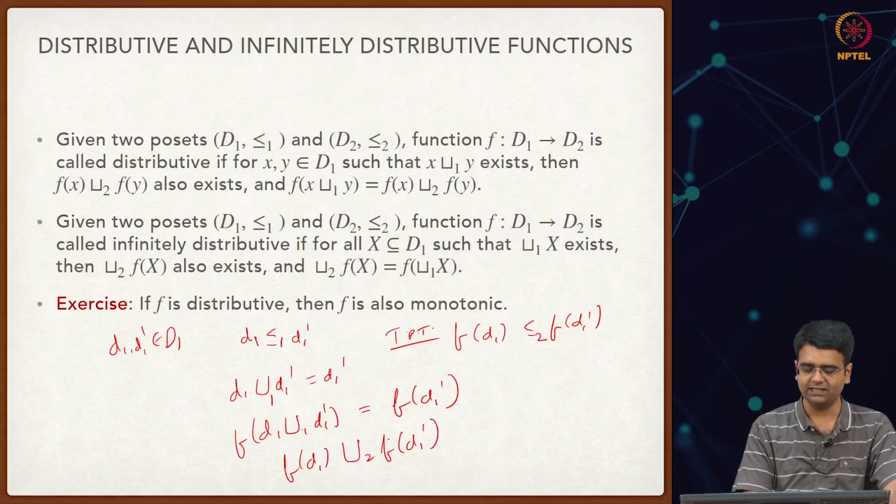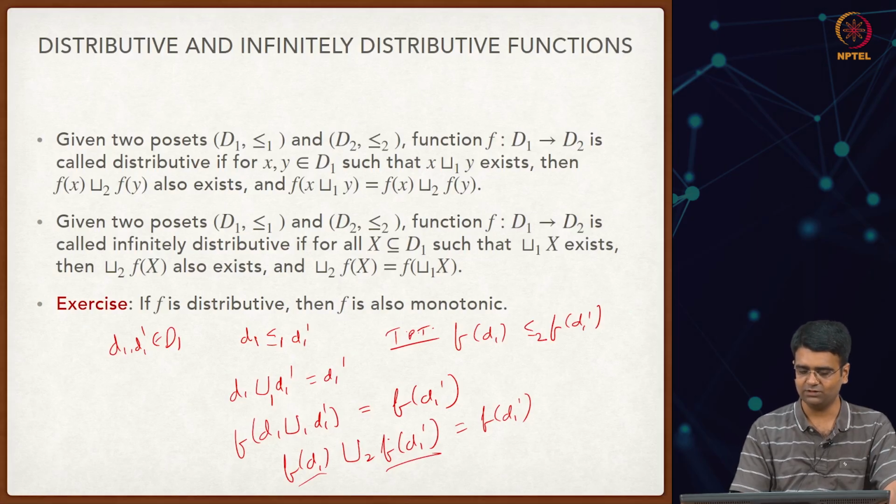So essentially the f distributes over the join, right. So f of d1 joined with f of d1 prime is now equal to f of d1 prime. Okay, so now what is this saying? This is saying that the least upper bound of these two elements, but in the lattice d2, is equal to f of d1 prime.